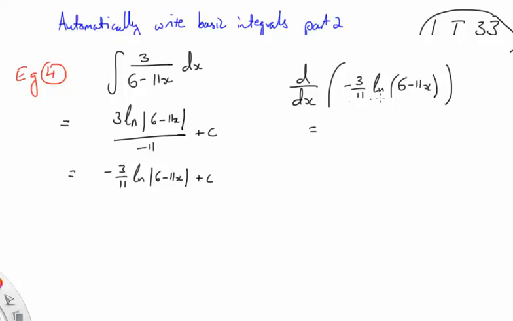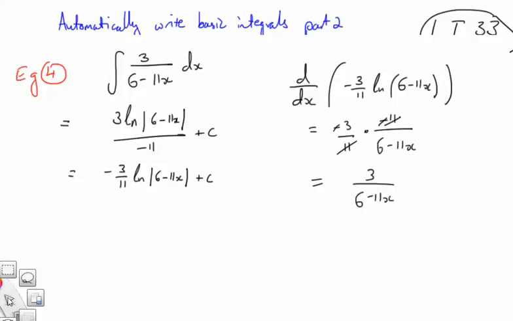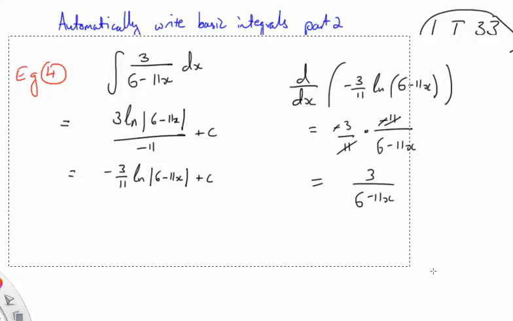So diff over the original. Negative 11 on 6 minus 11x times negative 3 on 11. Well, you can see what happens there. The negatives cancel and the 11s cancel, and you get 3 on 6 minus 11x. There we are. I've checked my answer. And I have one more example for you. One more.